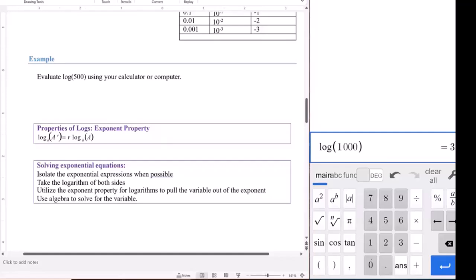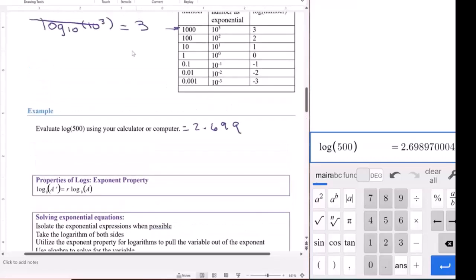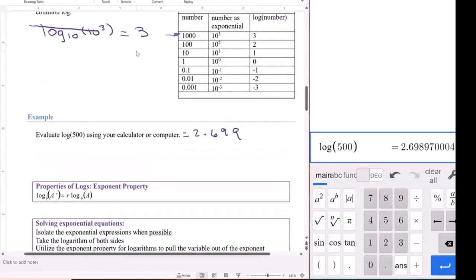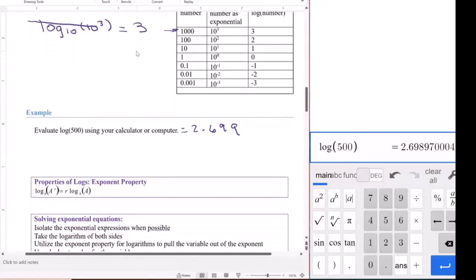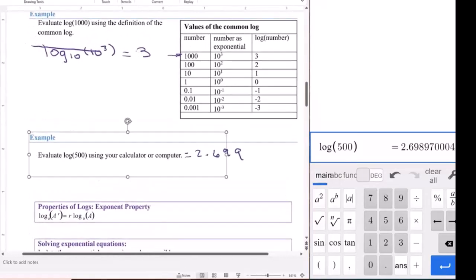Evaluate log 500 using your calculator or computer. Well, we already kind of been figuring this out along the way. This equals 2.699. Notice, I just want you to notice, logs are not linear because here at the top, the log of 1,000 was 3, and the log of 500 is not 1/2 of 3. So it has its own function.